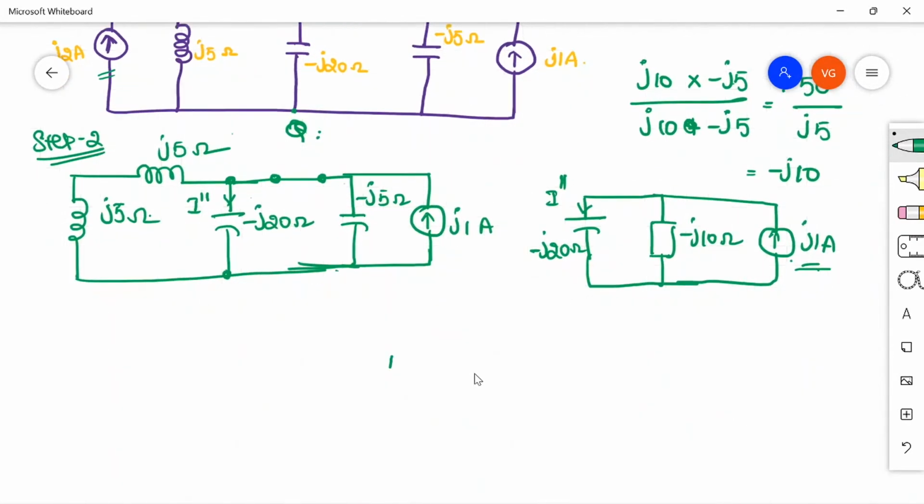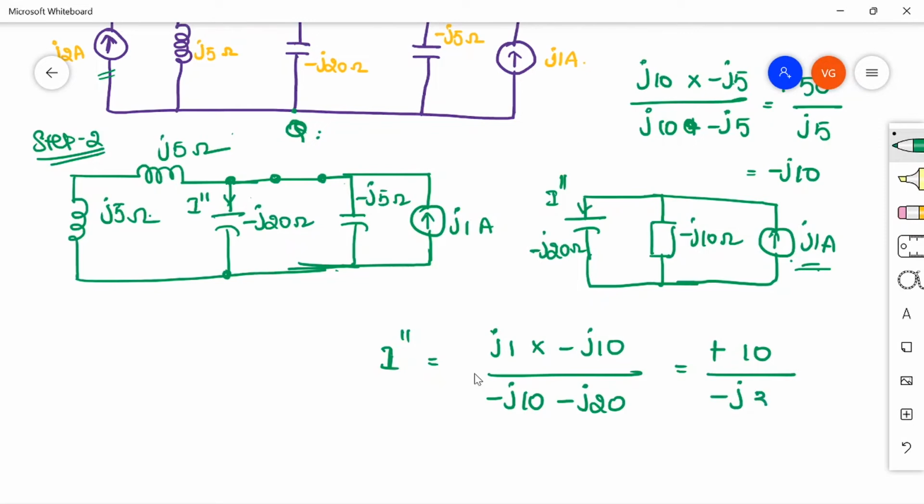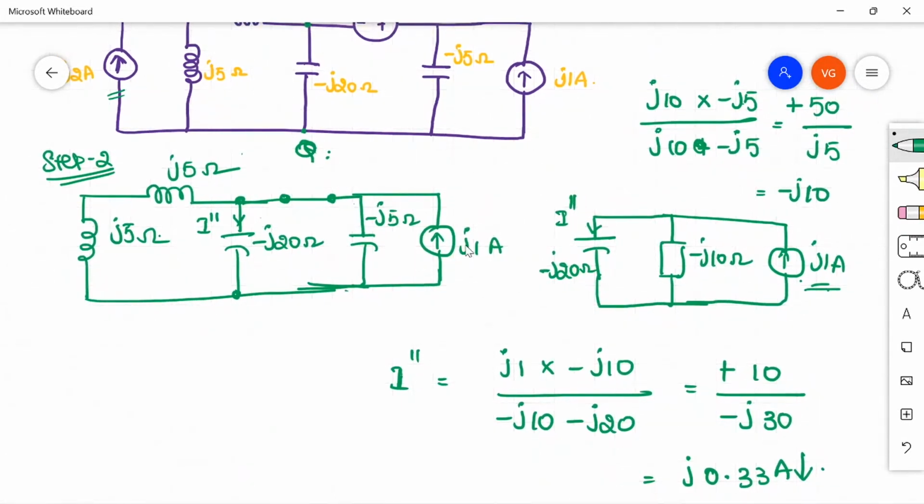So I double dash is the total current, j1, into the opposite resistance, minus j10, divided by the sum of the resistances, minus j10 plus minus j20. So this will be minus j square, which is again plus 1, so plus j10 divided by minus j30. So if you solve this you will get it as j0.33 ampere. So if you see here, again the direction is also important. Again this is flowing from P to Q, right? So like in the previous case, again it is in the downward direction. So the current that is flowing through minus j20 ohm because of j1 ampere is j0.33 ampere here.